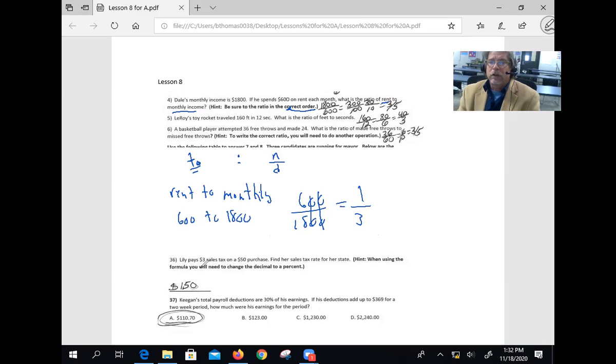Number 36 is another one that we're looking at. So here we're getting into percents. So I'm going to go ahead and scroll this up here, and I'm going to make this math disappear.